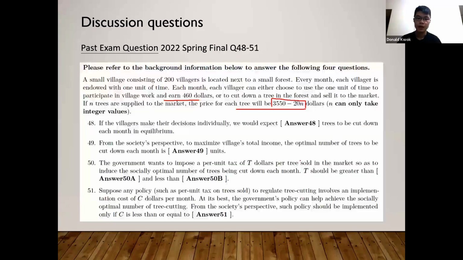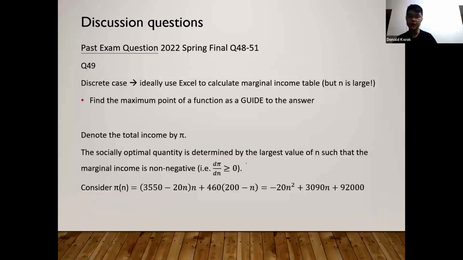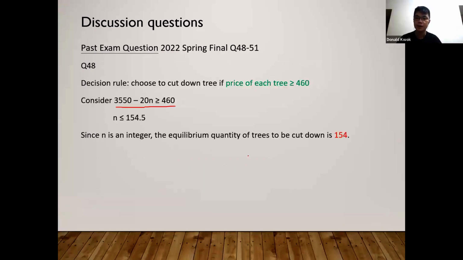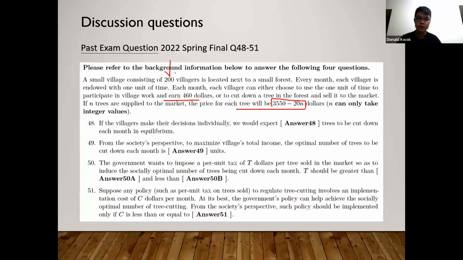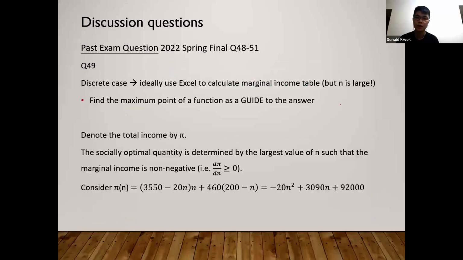How about question 49? The number of trees to be cut down from the society's perspective. Actually, we need to construct a marginal income table. But here, because there are 200 villagers, if you are trying to calculate a marginal income table in Excel, then it will involve many rows, right? So this is why I would like to use an alternative approach: pretend that the total income function is continuous and express everything in this function first. Okay, so let me go into the details to illustrate the idea.